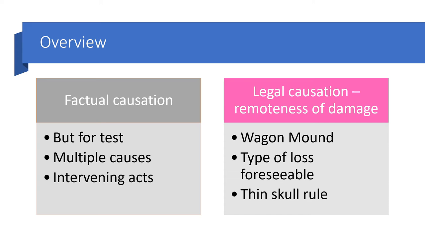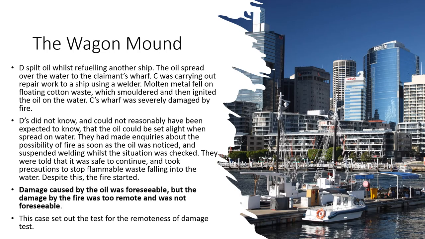So we start with the key case of the Wagon Mound, named after the ship. Now in this case, the defendant spilt oil while refueling another ship. Now the oil spread over the water to the claimant's wharf, and the claimant was carrying out repair work to a ship using a welder.